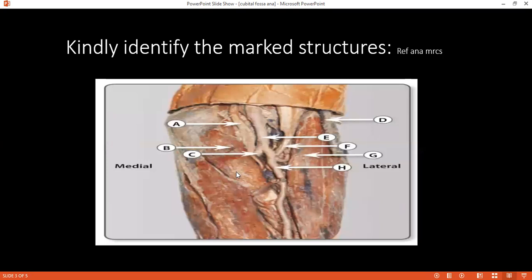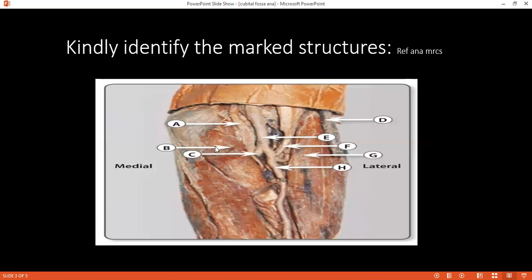Okay, and these structures in the previous one, if we can quickly go. First of all, this is the left side, not the right side. How would you know? If you imagine this is medial, and if it's medial, it is close to the body. So if you imagine this, it's coming like this. So it's the left side, right? Left cubital fossa. And then if you point at A, it's the left median nerve.